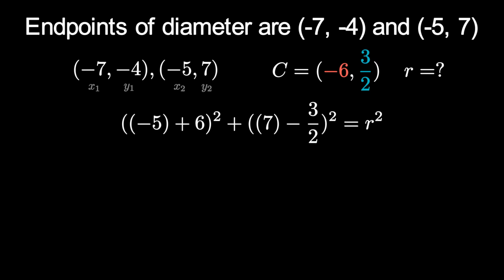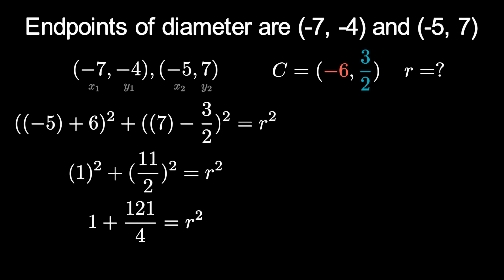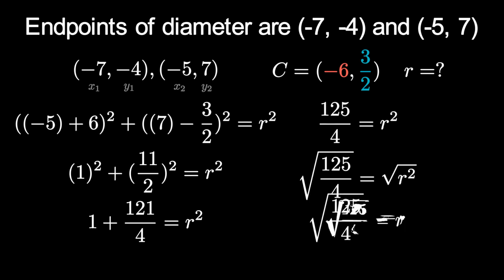And when we simplify that, -5 plus 6 will become 1 squared plus, and then 7 minus 3/2 is going to be 11/2 squared. So when we keep simplifying this, 1 squared is 1, and then 11/2 squared is going to become 121 over 4 equal to r squared. And then 1 plus 121 over 4 becomes 125 over 4. And then the last thing we want to do to solve for r is just take the square root of both sides to get rid of that square from the r. And we get r equal to the square root of 125 over 4.